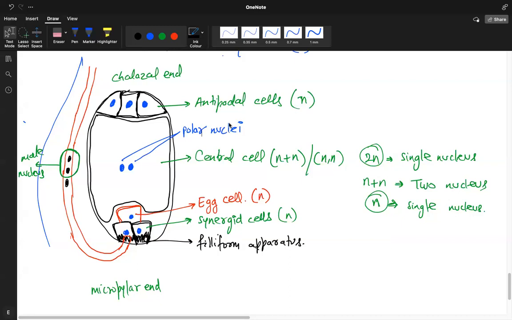Yes, sir. So you can write down the synergids and the filiform apparatus, which is an extension of synergids only. The synergids and the filiform apparatus play a role in guiding the pollen tube into the synergid cell. Play a role. And how do they guide?